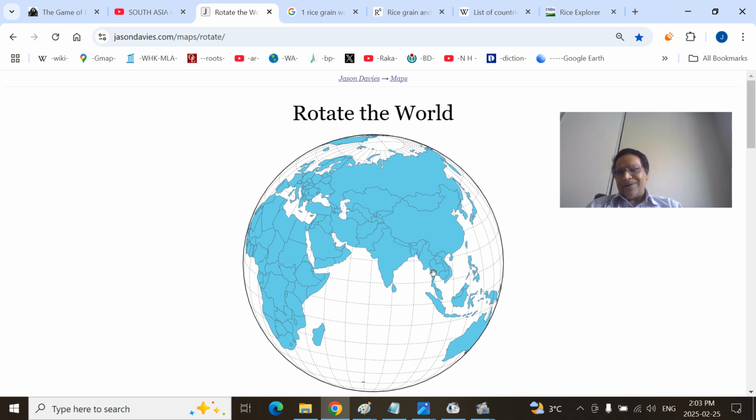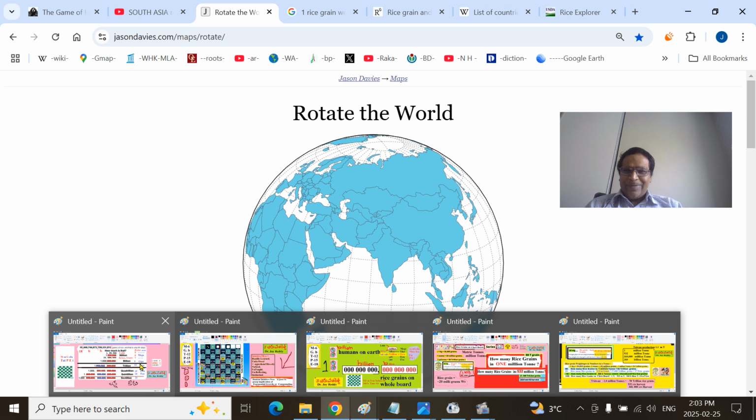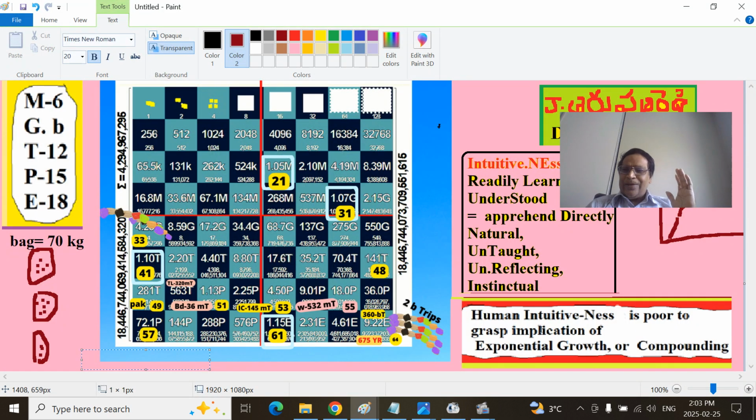That is the complexity. The problem is that human intuition is very poor at grasping the implication of exponential growth or compounding. Remember the standard story: a great scholar came and challenged the Raja, the king, to a chess game, and the scholar's request was very modest. If the scholar wins, he is given a chessboard and starts putting rice grains, doubling on each square: 1 grain, 2 grains, 4 grains, 8 grains, and so on.